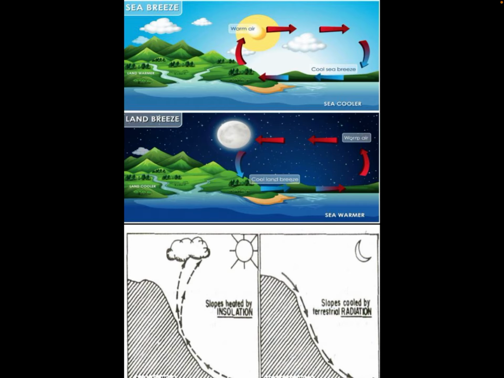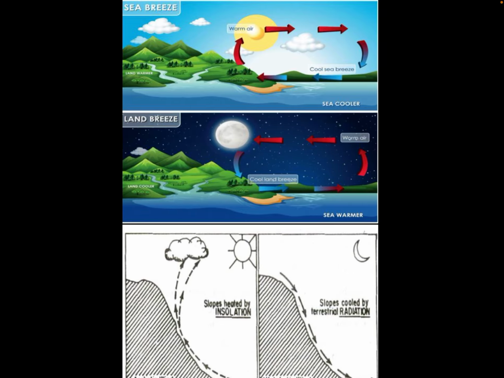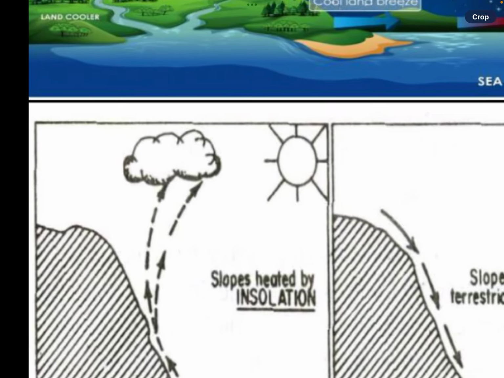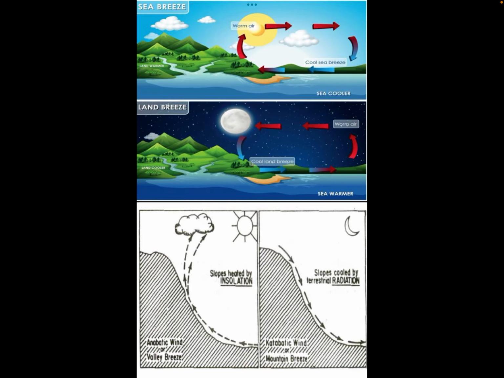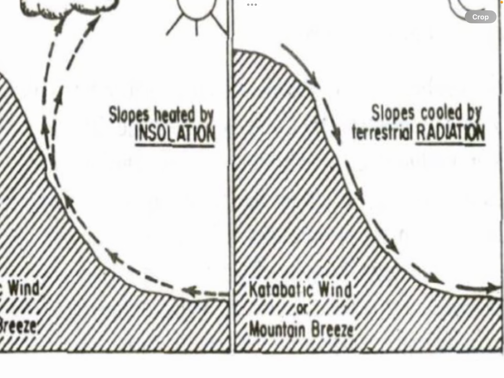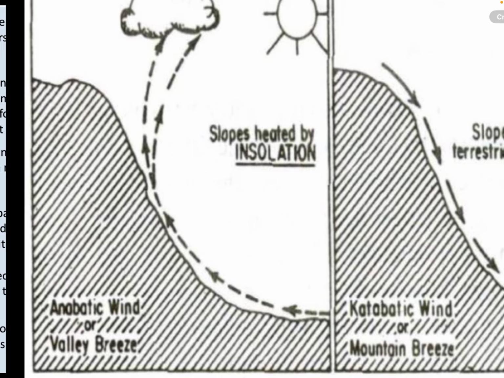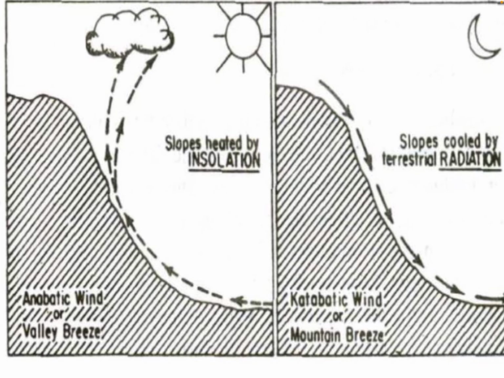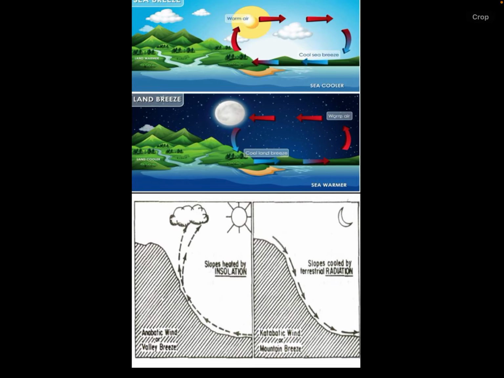And there is another type called mountain breeze and valley breeze. Here we can see the mountain breeze is also called katabatic winds, which flow from the top of the mountain towards the valley, and the valley breeze is known as anabatic winds, which flow from the valley towards the mountain's top.